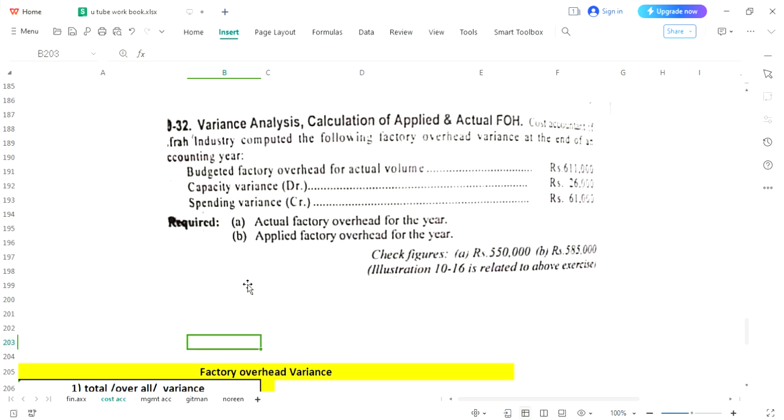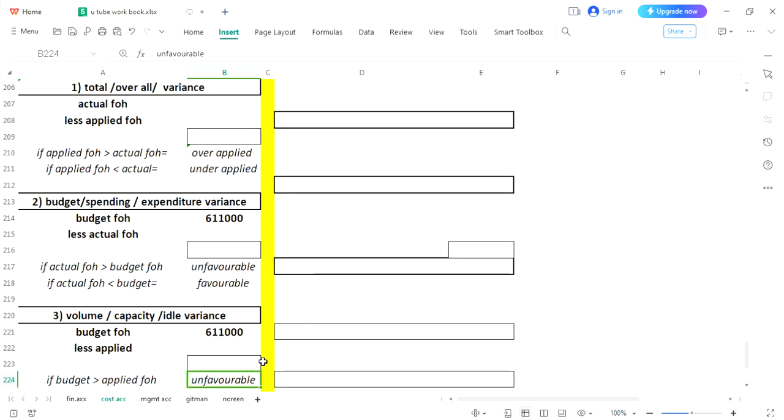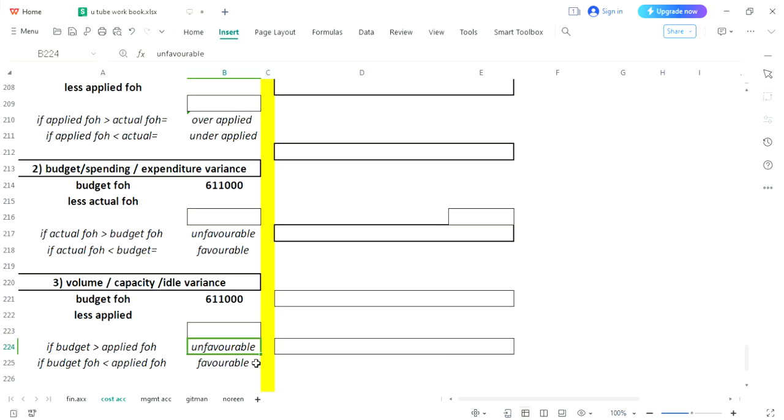And the next thing is capacity variance, and you can see debit is written over here, and normally debit is used for unfavorable in cost accounting. Keep it in mind, debit is used for unfavorable in cost accounting only, but in financial accounting there is a little different concept. So capacity variance debit 26,000, capacity variance means idle capacity variance 26,000. We will go, and you can see the variance has already been provided, so you will be writing 26,000 over here.